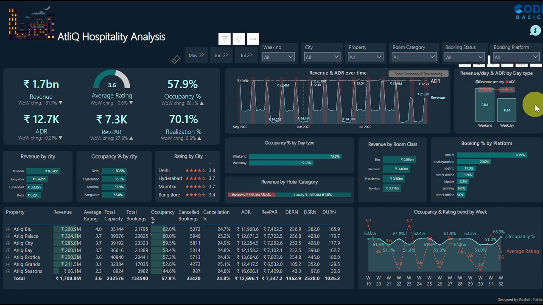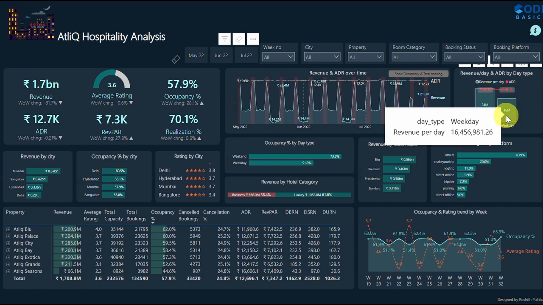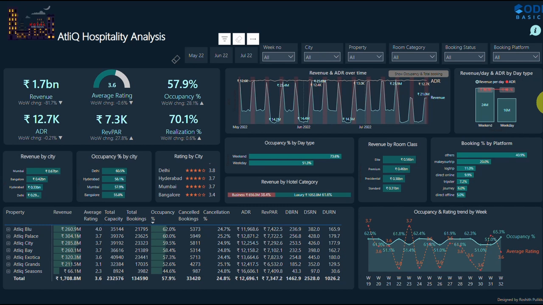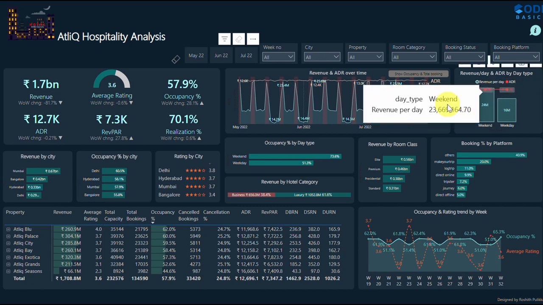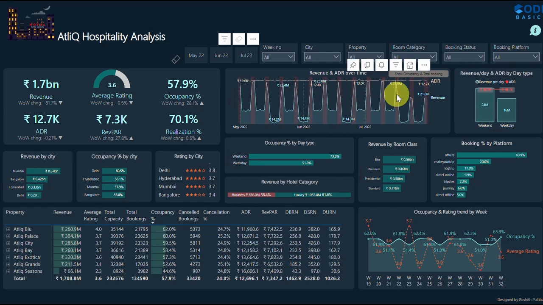This next visual, a bar chart, further emphasizes the significant difference in per day revenue between weekends and weekdays. The successful implementation of dynamic pricing aims to reduce this gap positively. These two visuals were added beyond the initial mockup to specifically facilitate the effective implementation and ongoing management of a dynamic pricing strategy.